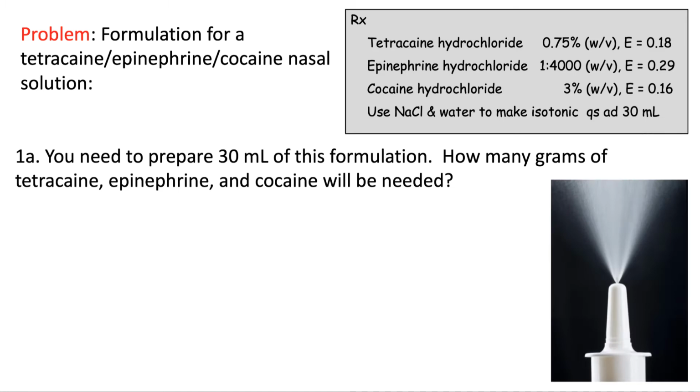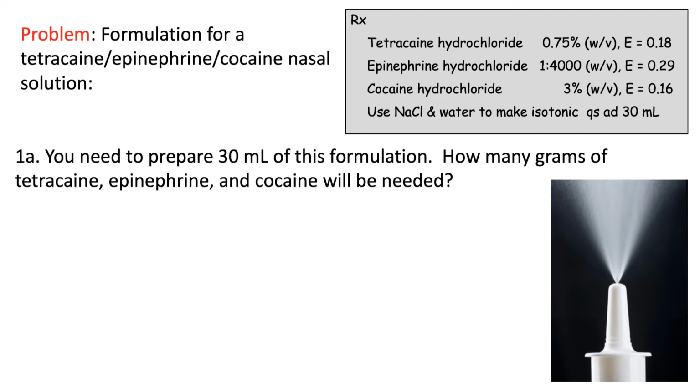All right, the first question has to do with a nasal solution, and we are trying to prepare it. If you look on the prescription on the top right, there are three ingredients. The first ingredient calls for tetracaine hydrochloride at a concentration of 0.75% weight per volume. The second ingredient is epinephrine hydrochloride at a concentration expressed as 1 to 4,000, so we have a ratio strength of 1 to 4,000. And lastly, cocaine hydrochloride used in a concentration of 3% weight per volume.